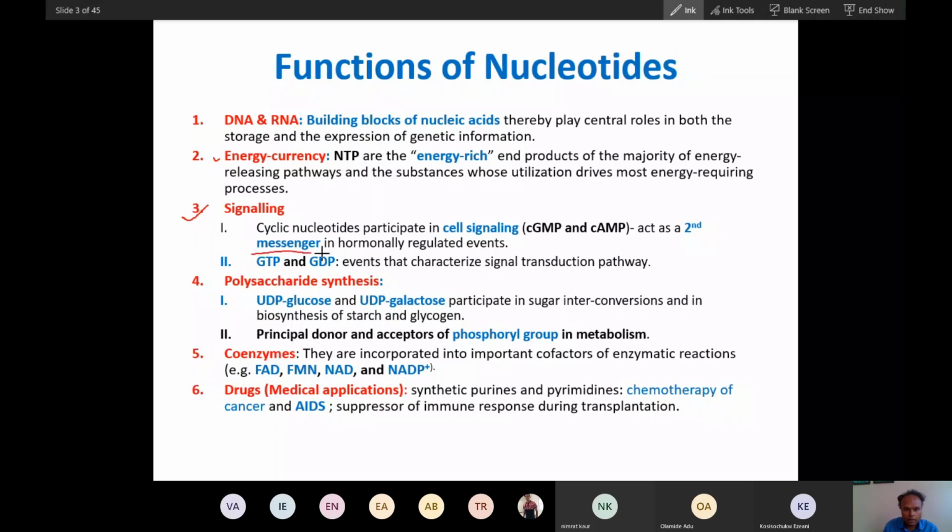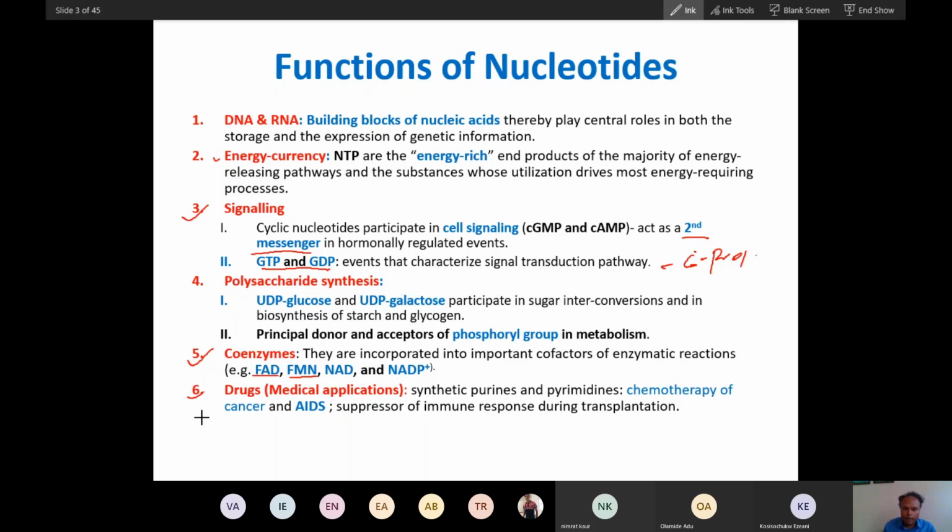They are second messengers, and they are also part of G proteins. You can see the synthesis of polysaccharide. Nucleotide sugars are utilized for synthesis of polysaccharides, both homopolysaccharide and heteropolysaccharide, and for synthesis of coenzymes. All coenzymes, like FAD, FMN, and NAD, are nucleotides with vitamins. Vitamin B2 and vitamin B3 are nucleotides.